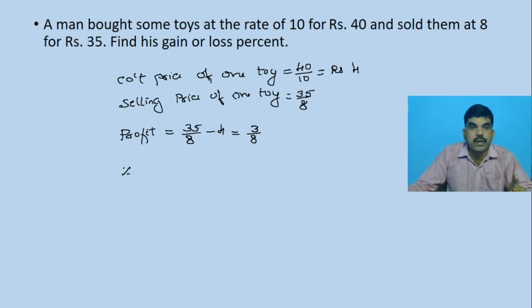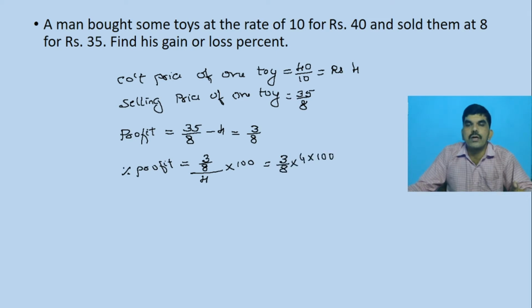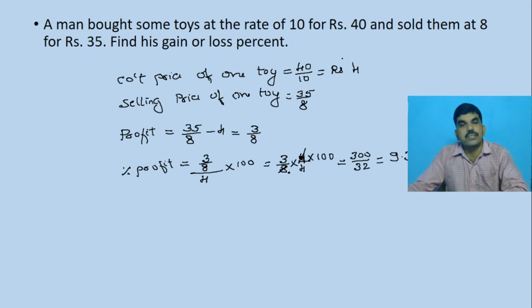So percentage profit is equal to profit, that is 3 by 8, divided by the cost price 4, into 100, that is 3 by 8 into 4 into 100. So 300 by 32, which is equal to 9.375%. So in the question it is asked whether it is gain or loss. It is a profit because the selling price is more than the cost price. Let us see the next problem.